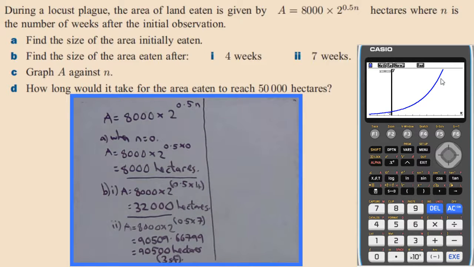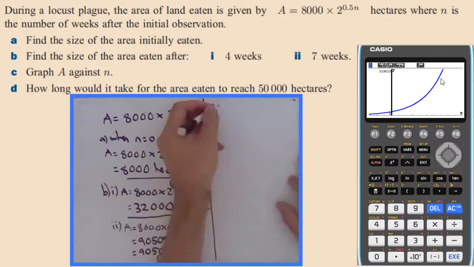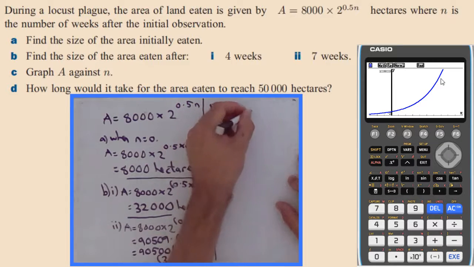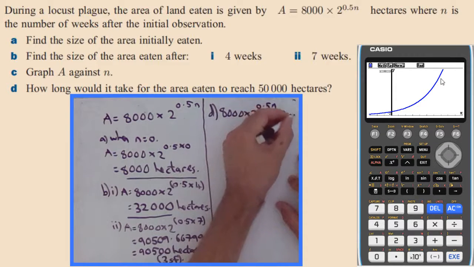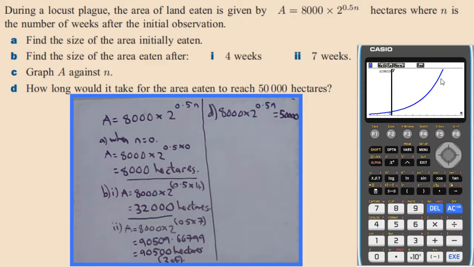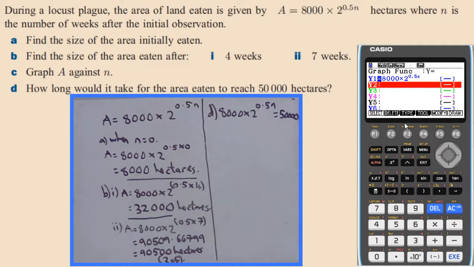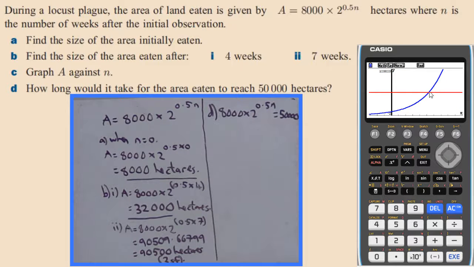So it says, how long would it take for the area eaten to reach 50,000 hectares? Well, I'm basically solving 8,000 times 2 to the 0.5n. I'm solving that equals 50,000. So I need, and you get used to this the more you do it, I need to go back in here, exit, and I just need another line, and it's going to be y equals 50,000. Just like that. Draw it, and you can see we've got the intersection, so that's great.